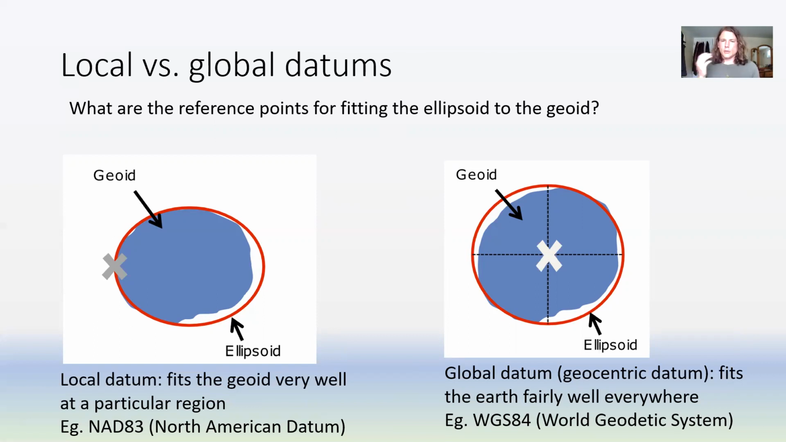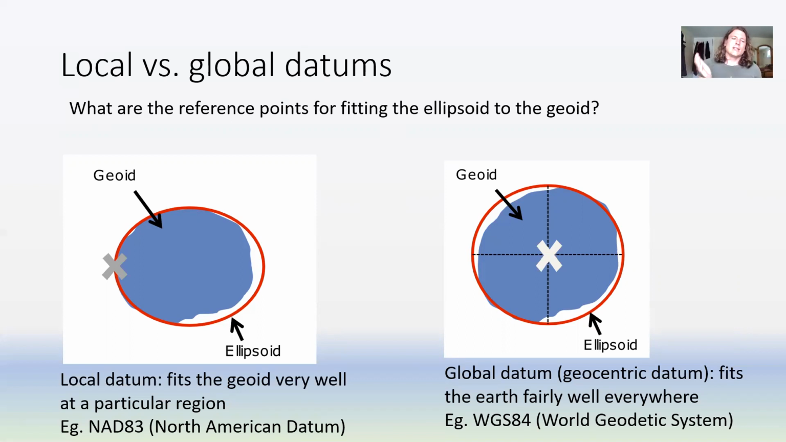So a global datum, the one you see on the right, uses the center of the Earth as the reference point to fit to this geoid. And so the goal of a global datum is to minimize inaccuracy over the entirety of the Earth. But the downside is that it's impossible to perfectly fit an ellipsoid to the geoid anywhere. So you end up with more inaccuracy in more places, but less inaccuracy overall.